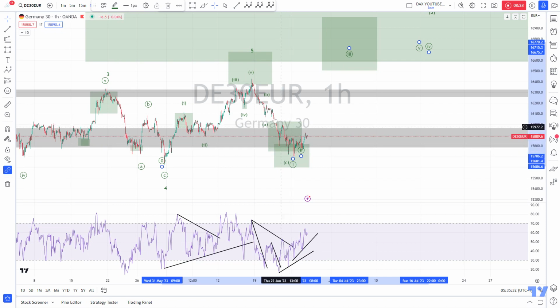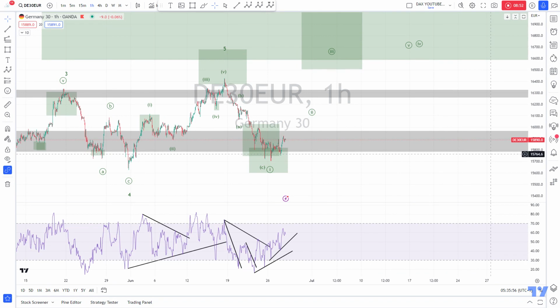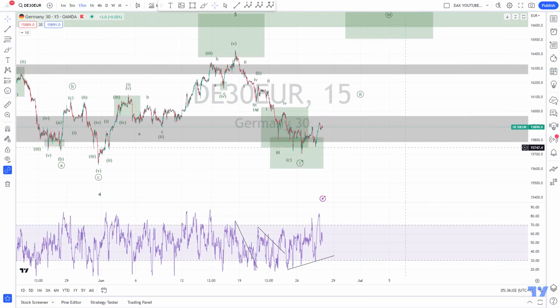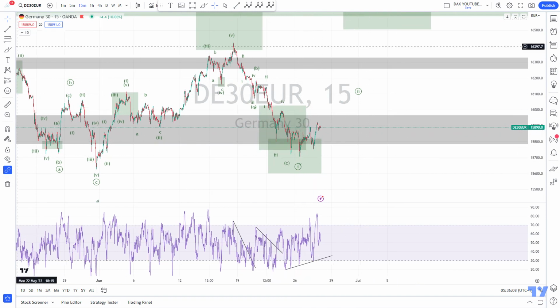So I now label it as an ABC, but it could as well be an impulse down as a wave 1. So in 5 waves, 1, 2, 3, 4, 5. Perfectly valid Elliott wave count. So this means that from here we will do a wave 2 up to correct this cycle, and maybe I better go to the 15 minutes to show my point. We have to be careful with this structure here.